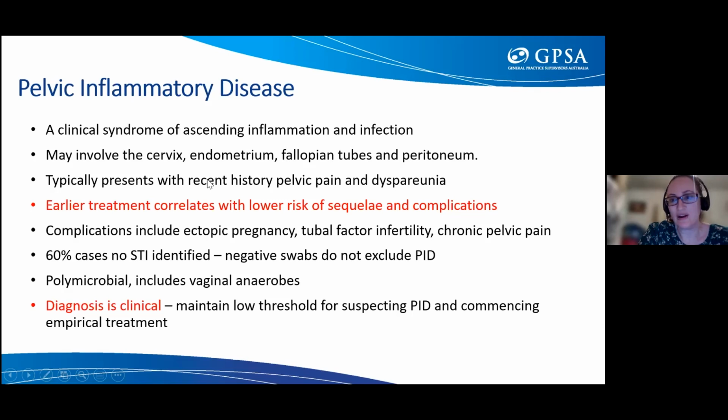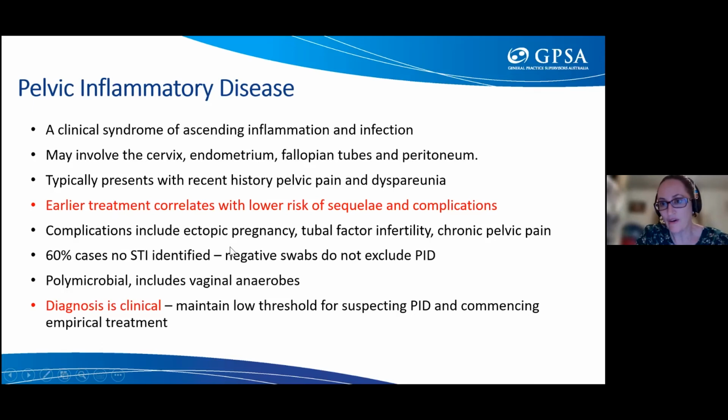Typically, you'll be seeing a recent onset of pelvic pain and dyspareunia, but sometimes it can be quite subtle and low grade. But I can't emphasize enough that earlier treatment correlates with a lower risk of sequelae and complications. And those complications include ectopic pregnancy, tubal factor infertility, and chronic pelvic pain. And it's important for our registrars to realise that in 60% of cases, there is no STI identified, and that negative swabs do not exclude PID.